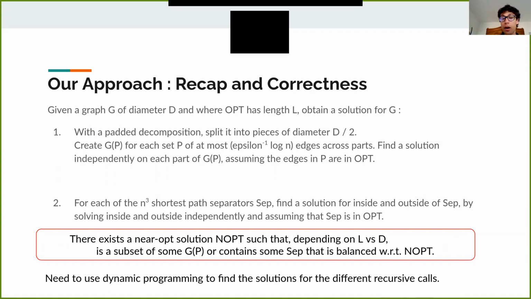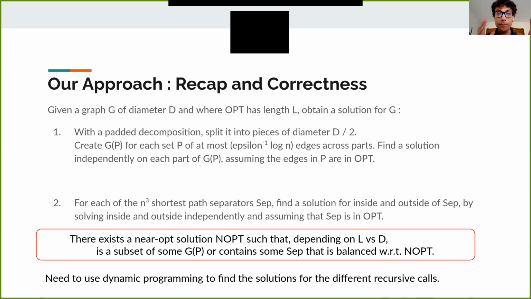For each of them, that's one step I'm doing. I'm doing another step in parallel, which is that for each choice of three shortest paths, so n cubed choices of shortest path separator, I'm going to find a solution for inside and outside of each of them. I fix a separator, find a solution inside and outside, independently. So again, making progress like this.